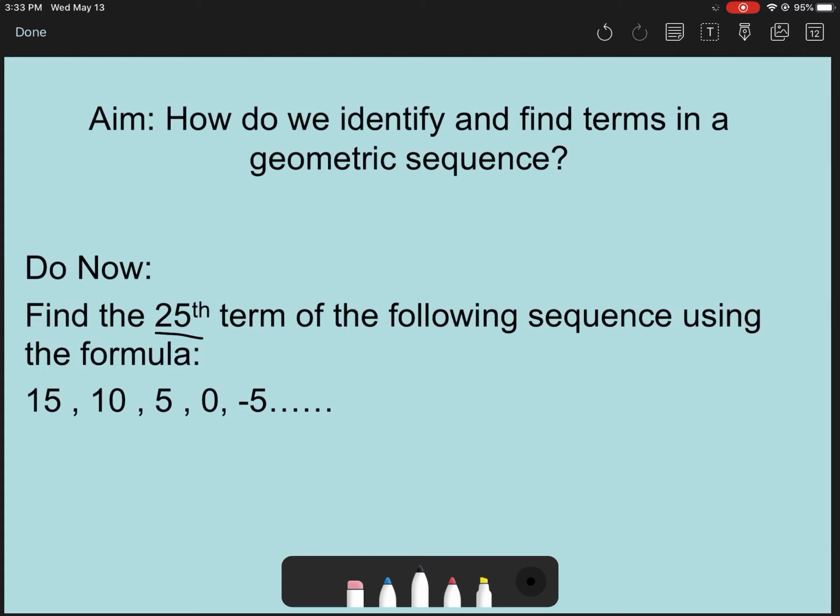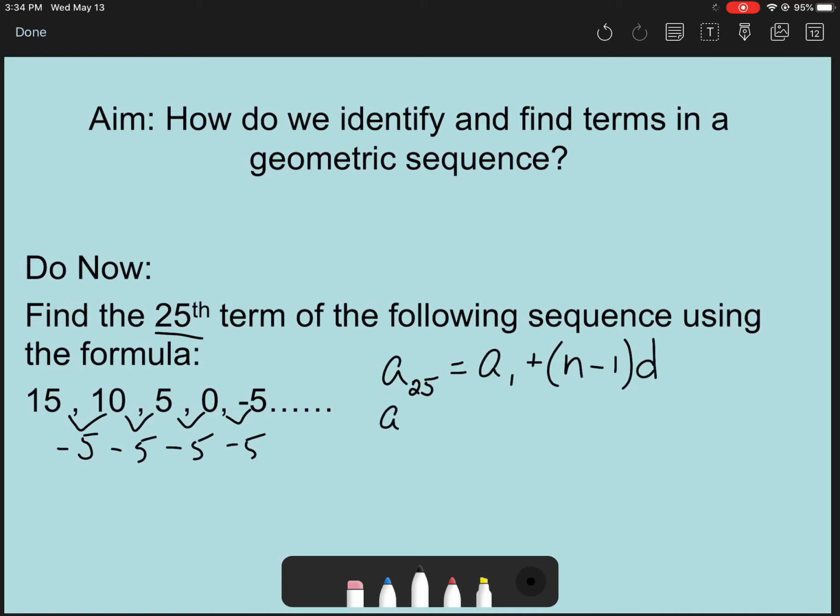Okay, so going from 15 to 10, that would be minus 5, minus 5, minus 5, minus 5. So this is arithmetic here. We're looking for the 25th term. So a sub 25 equals a sub 1 plus n minus 1 times d. So a sub 25 equals, a sub 1, remember, stands for the first term, which is 15. N, we're looking for the 25th term, so n is equal to 25. And the common difference is negative 5.